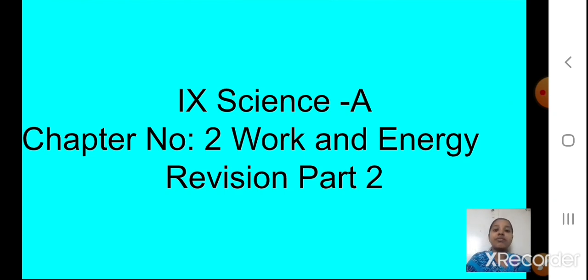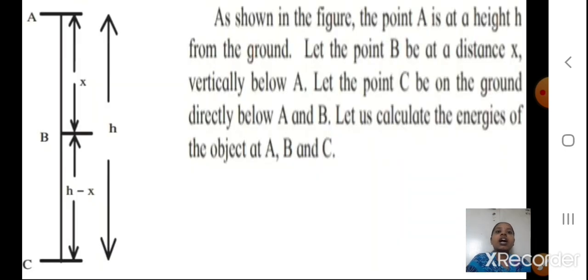and energy. This is the revision part 2. I hope you have seen the revision part 1 of the same lesson. Today's revision in this chapter is of one derivation which I told you about, free fall, and we will see the sums again. Now we'll start. This is the derivation which we had for the free fall.